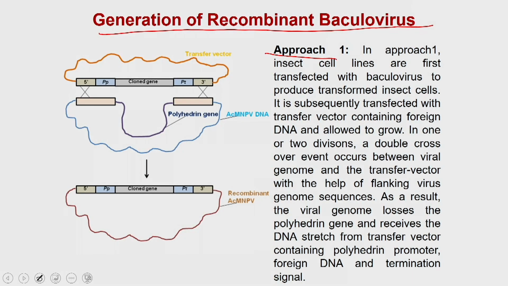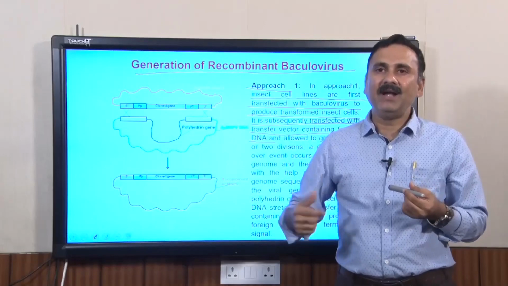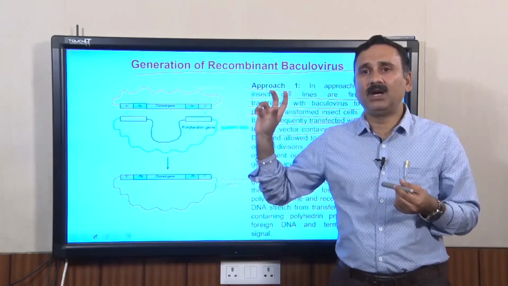In approach 1, you can imagine that you have the insect cell lines. In the first step, you take the insect cell line and first transfect it with the plain baculovirus, and that will produce the transformed insect cell line. Now, in the second step, you transfect these cells with a transfer vector containing the foreign DNA.